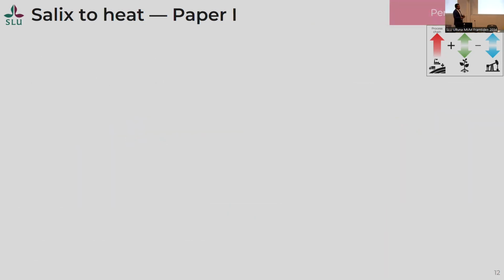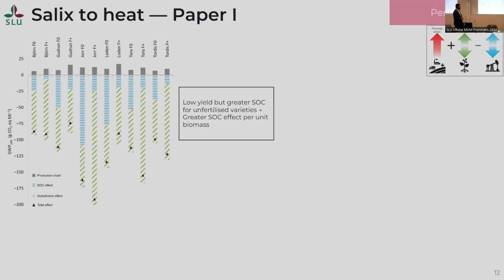Now, if we compare the clones or the varieties in terms of per megajoule of heat produced, we see some similar trends. When we have a low yield per hectare of land, it requires more land per megajoule of energy produced, which also gives a chance for greater soil carbon sequestration, as more land is needed per megajoule. So in that case, the varieties with low yield had a greater climate mitigation potential.